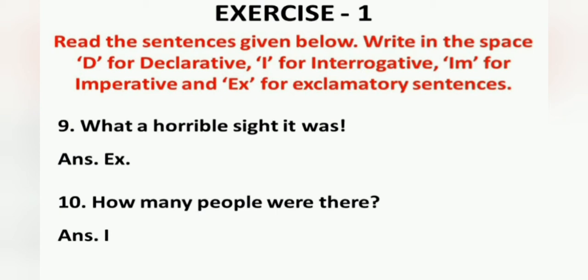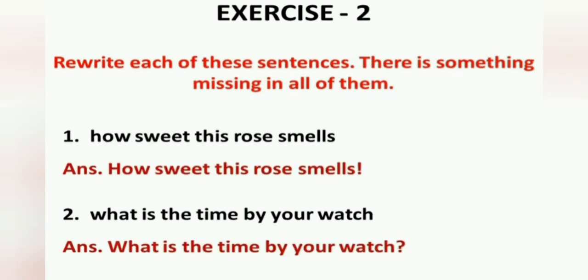Next, how many people were there? Here we have question mark at the end. So it is an interrogative sentence. Next exercise, rewrite each of these sentences. There is something missing in all of them. You can see, students, here we have some sentences that have some errors, and we have to remove those errors, and we have to write that sentence again in the correct way.